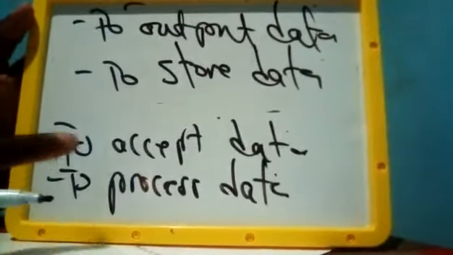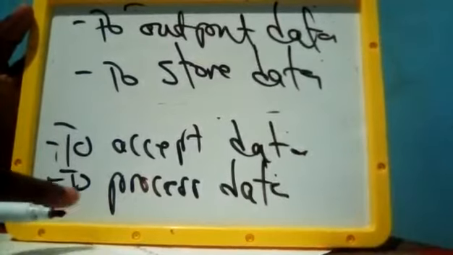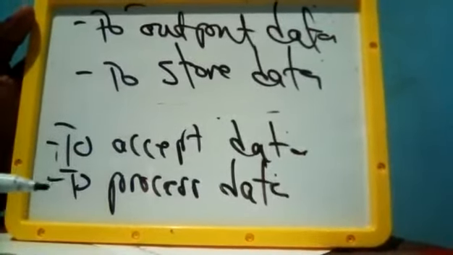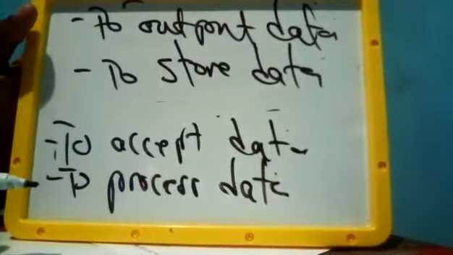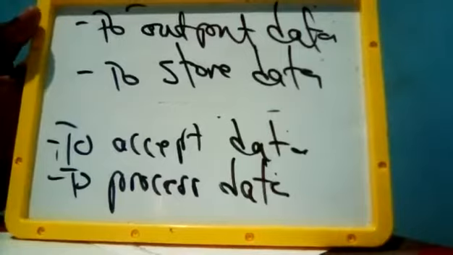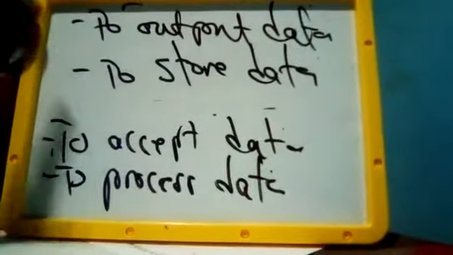Number one, we say to accept data. Number two, to process data. Number three, to output data, which is the same as to display data. The last one, we say to store data. But apart from this, we also have to look at the flowchart itself in mathematics. What is a flowchart? What is the function of a flowchart? How do you come up with a flowchart?